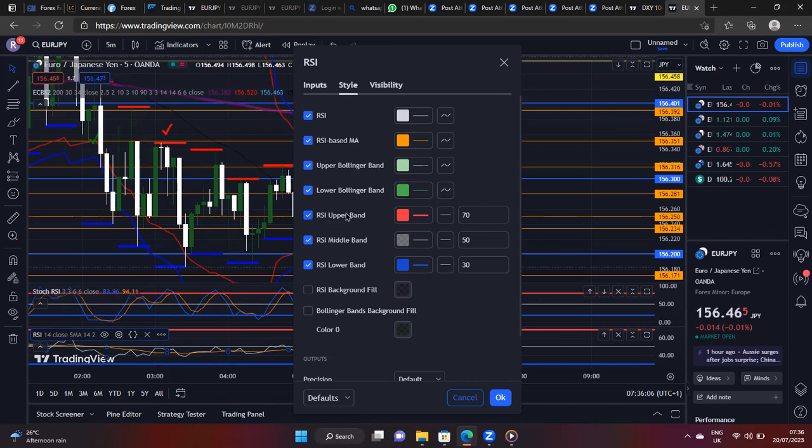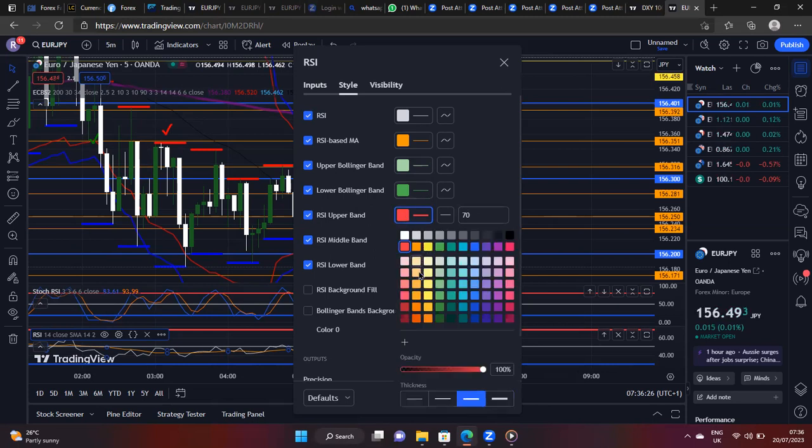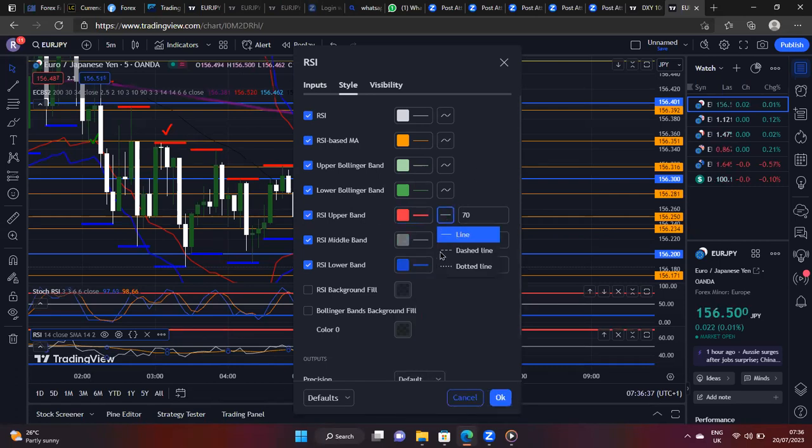So we have the RSI upper band, which is this, and you want to set it to 70. Make sure your upper band is set to 70. It's very important you do that. Whichever color you're using is not mandatory, it's just your choice. I decided to use red. But you must make sure the line is not dashed or dotted. You want to make sure the line is a raw line and tick at that.